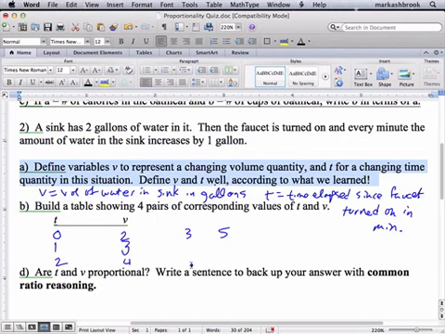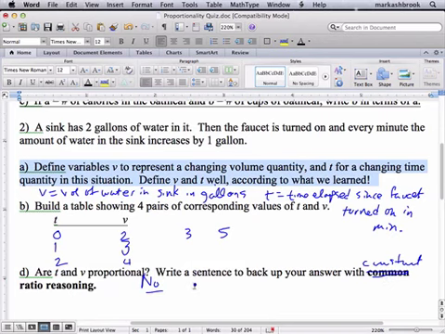Okay, are they proportional? No. So that's the first point. How do you show this with, we're going to start calling it constant ratio reasoning, okay? So it's always the word constant. Constant ratio. How do you show this with constant ratio? How do you show that they're not proportional with constant ratio?